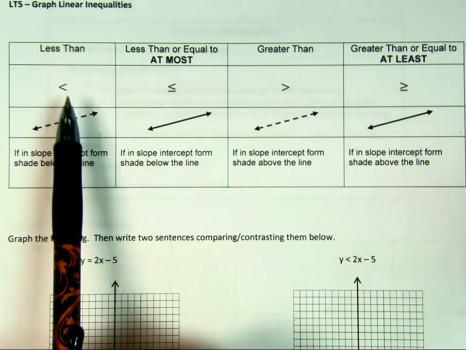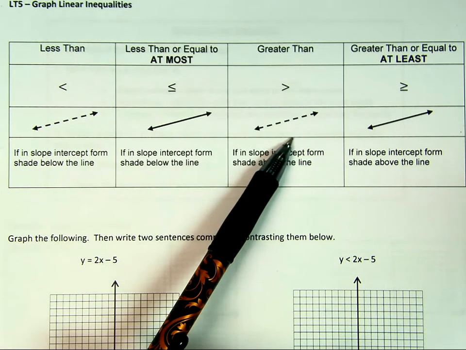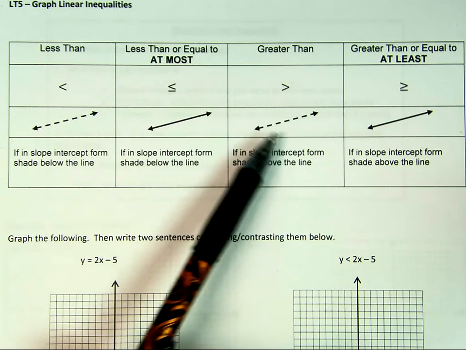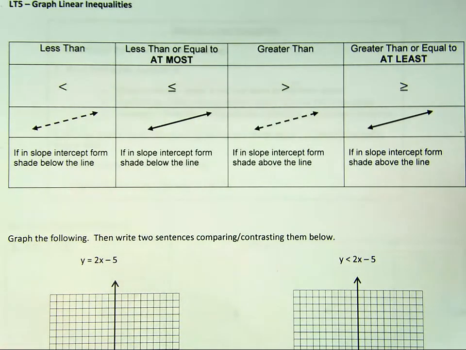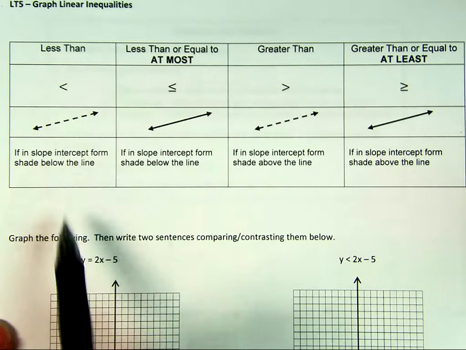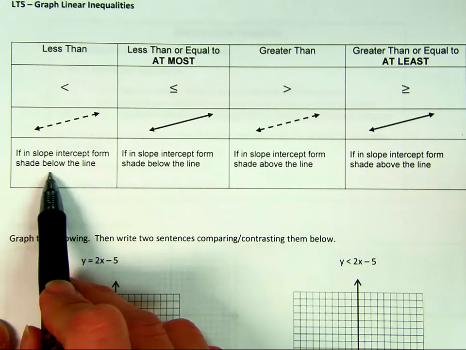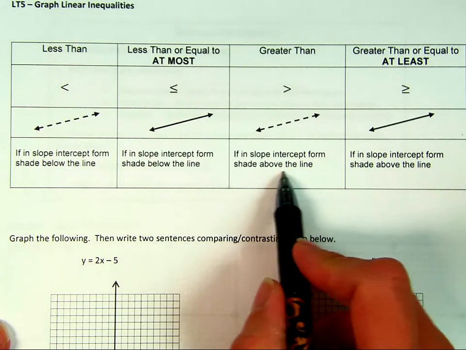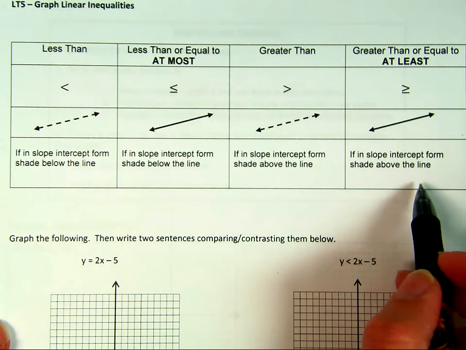But you have to know that when it's a less than or a greater than sign, we have dashed lines because the line is not included. It's the boundary, but it's not included. And then if we have the or equal to, then it is included. If you have less thans, you're going to shade below the line. I always like to test points just to make sure I'm right. But if it's less thans, you shade below the line. Greater thans, you shade above the line.